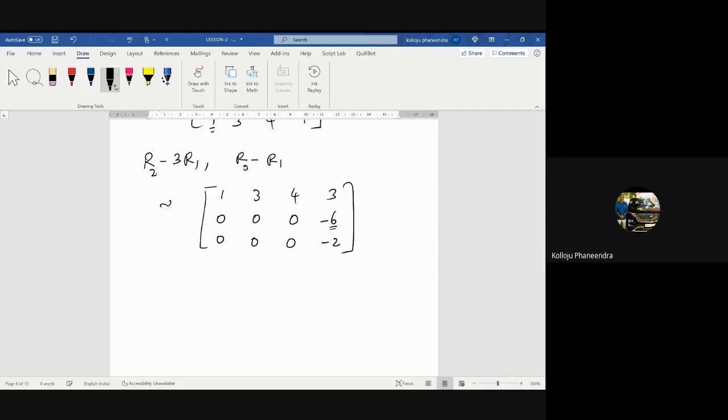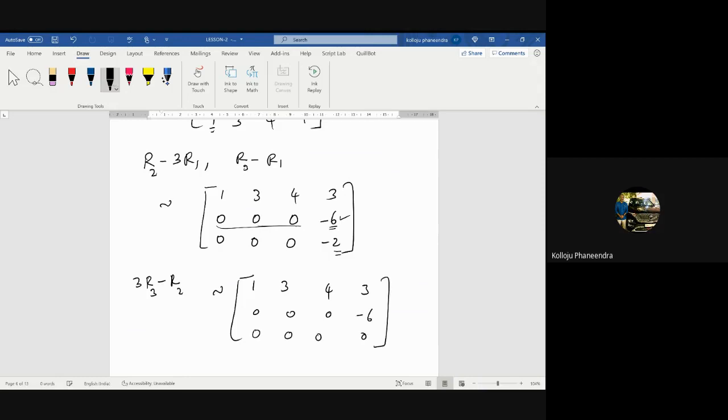Before this first non-zero, how many zeros are here? 3 zeros are there. So using this position, reduce this to 0. What is that operation now? Multiply the third row by 3, then it is minus 6, and minus R2; you take this operation. Then 1, 3, 4, 3, 0, 0, 0, minus 6, 0, 0, 0, 0.